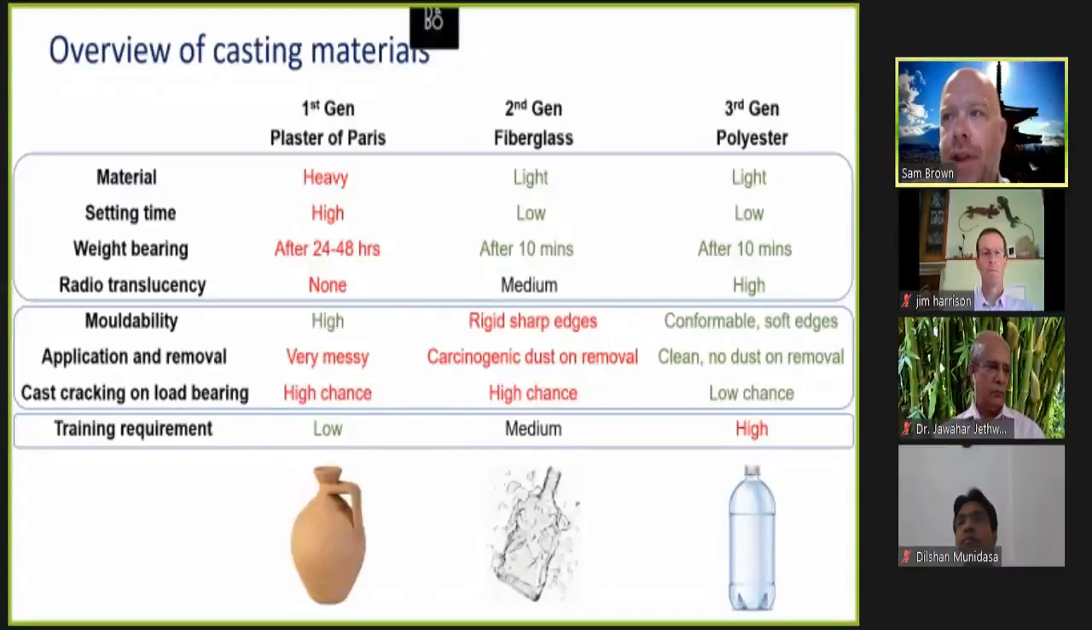And then our third generation of casting is our polyester. Polyester was invented in the 2000s. And it kind of solves all the problems. It's light. It dries just as fast as fiberglass. However, it's got a polyester component to it. So think of fiberglass. It's got the glass component, but the polyester is like a plastic bottle. So it's not going to crack under weight loads. The radiolucency of it is extremely high. It's about 95% radiolucent, so it's almost invisible on X-ray. And you use the same techniques as you would use with your fiberglass.